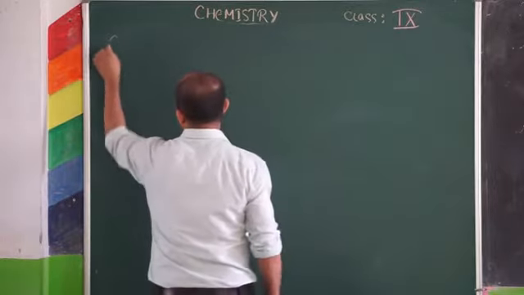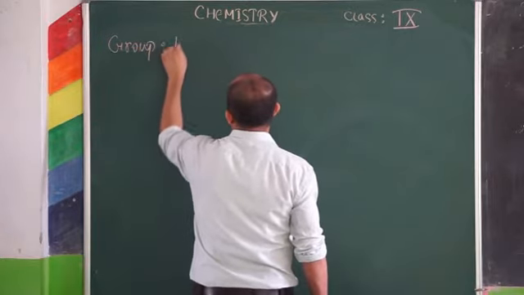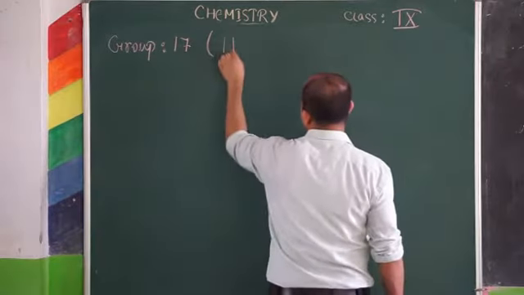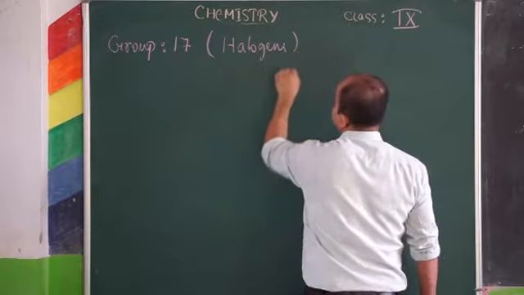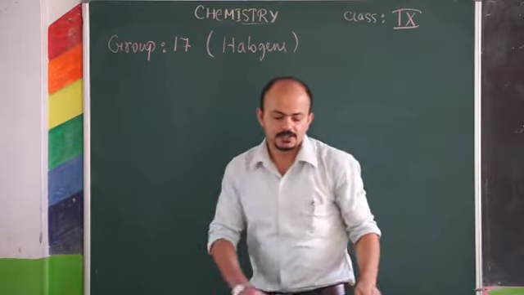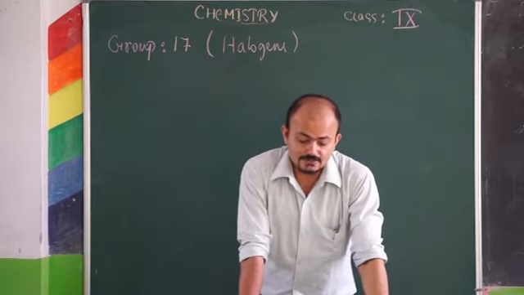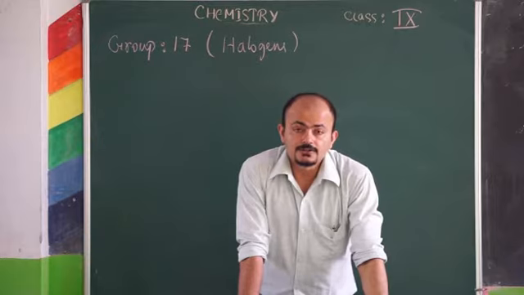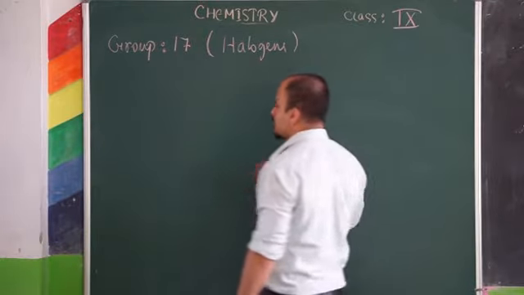Okay, so group 17, and this group is also known as what? Halogens. Why halogens? Because these halogens are involved in salt formation. That means from these halogens we get salt. So group 17, the last group is 18.